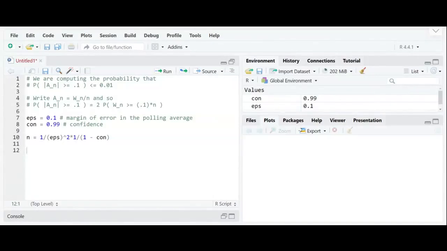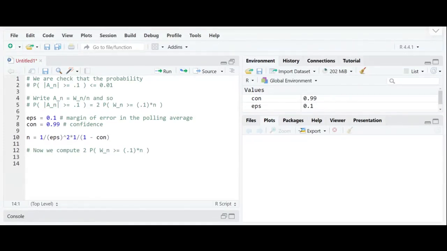Now let's calculate this probability. So this is what we want to calculate. Well, we're not actually calculating. We are checking that the probability of this. Okay. So now we compute 2 times the probability that the random walk is greater than or equal to 0.1 times n.